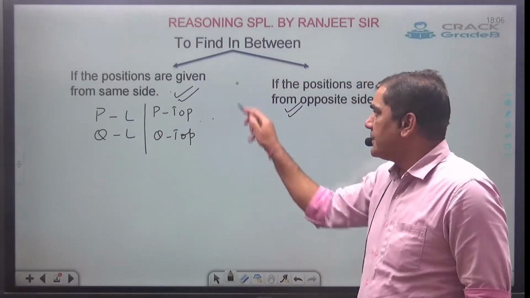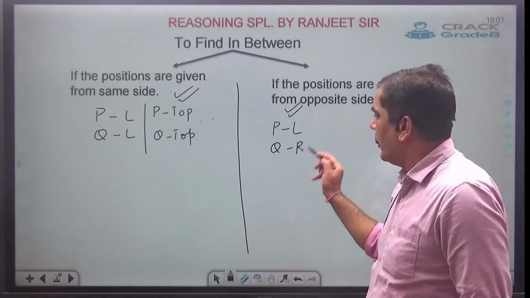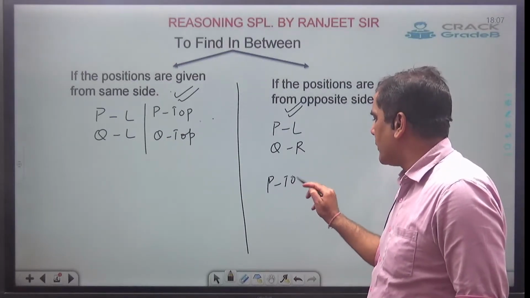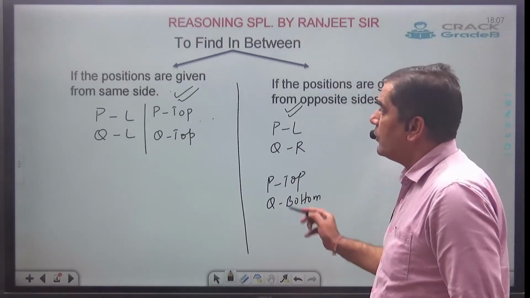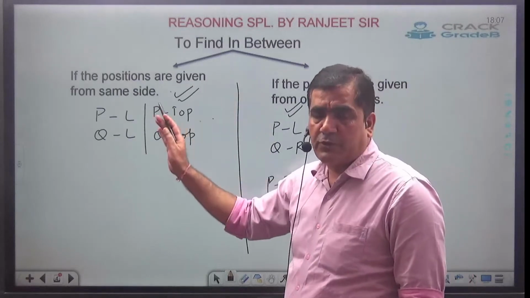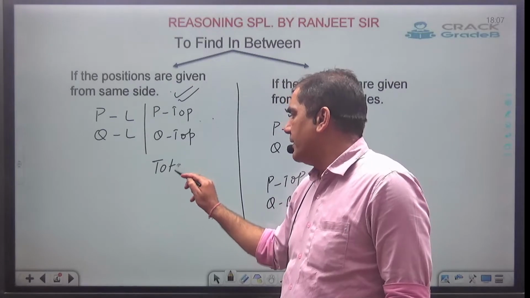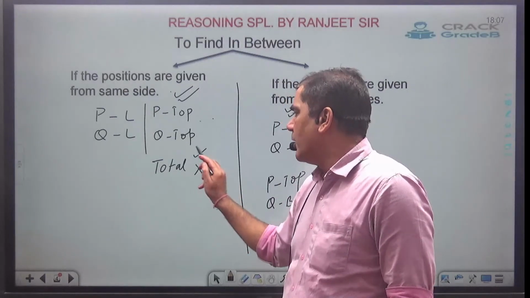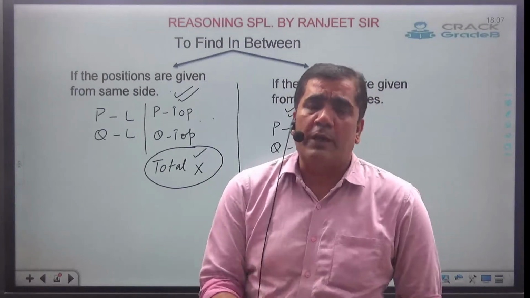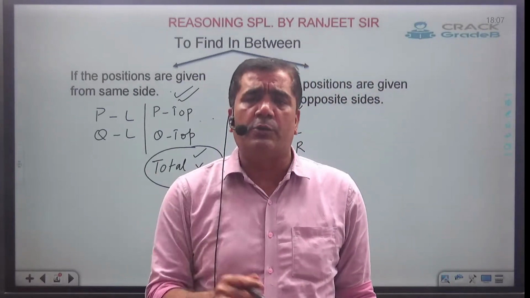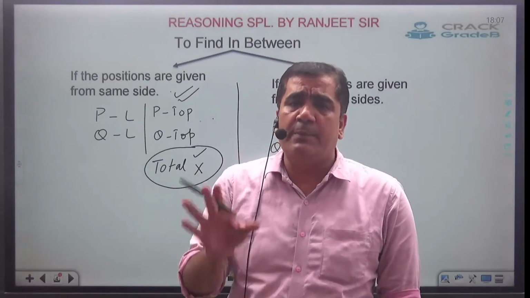In the next part, the examiner is going to give P position from left and Q from right, or P will be given from top and Q from bottom. Clear? Now, whenever they give the positions from the same side, always remember total may or may not be given. Means if the positions are given from same side, we don't require total number of students. There is no need to check whether the examiner has given the total or not. That won't be the concern of the problem.